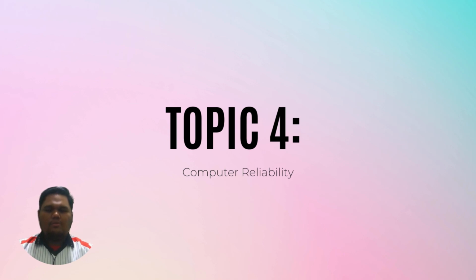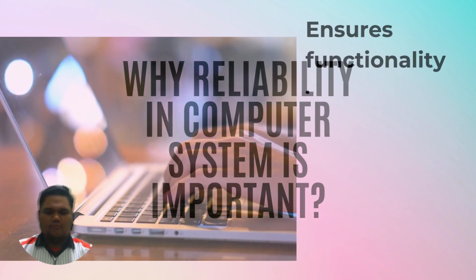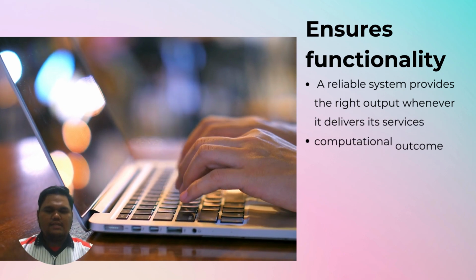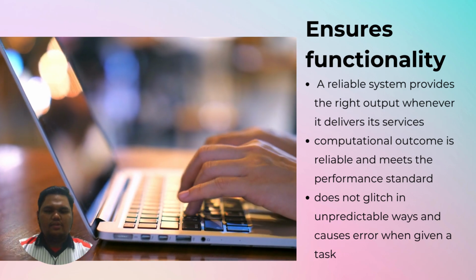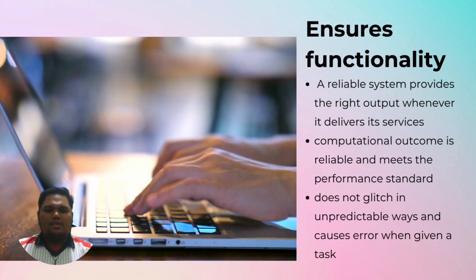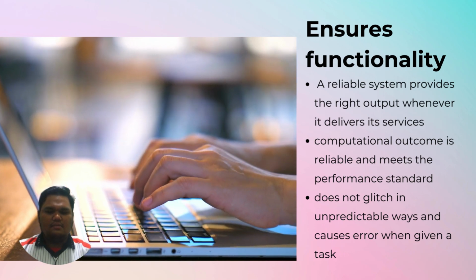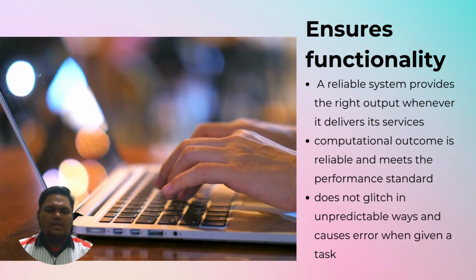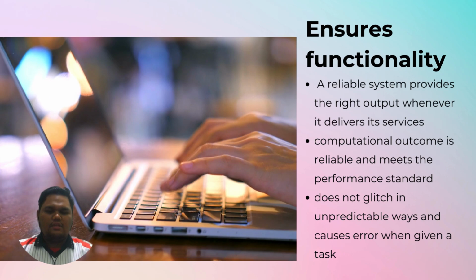Topic 4. Computer Reliability. Why is reliability in a computer system important? The first reason is it ensures functionality. A reliable system provides the right output whenever it delivers its services. Computational outcome is reliable and meets the performance standard, and it also does not glitch in unpredictable ways and cause errors when given tasks.